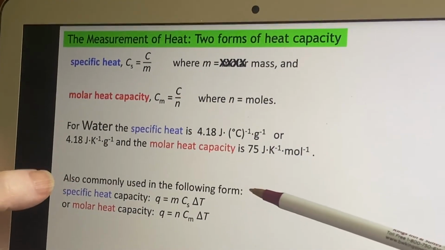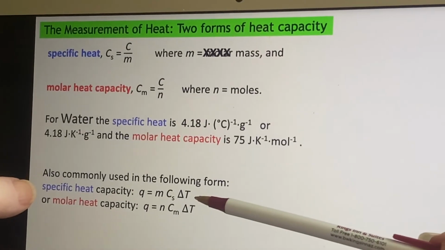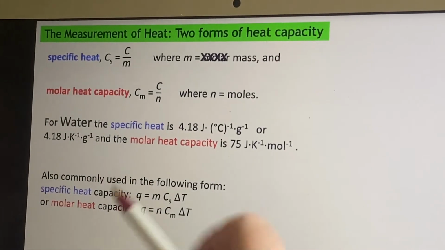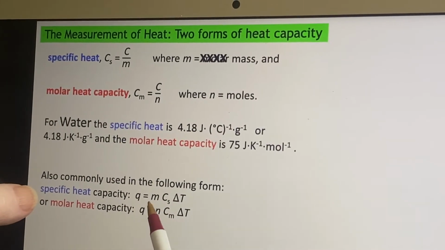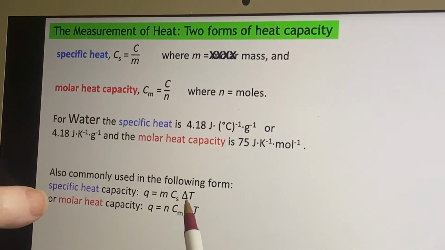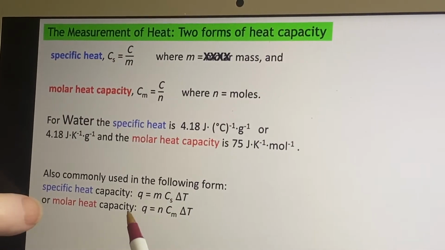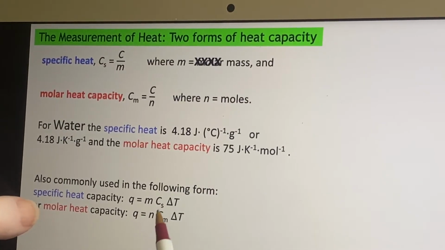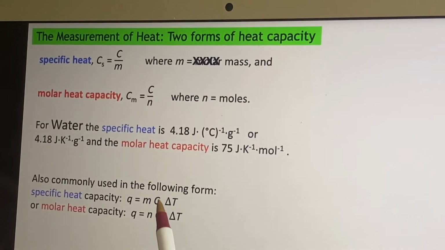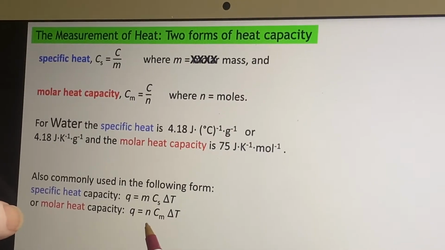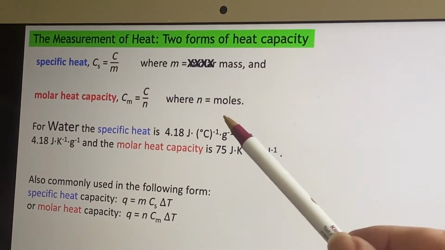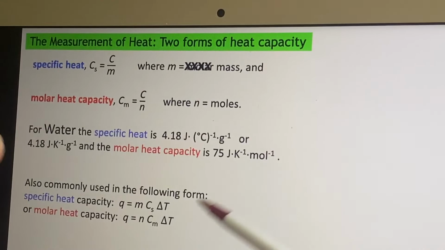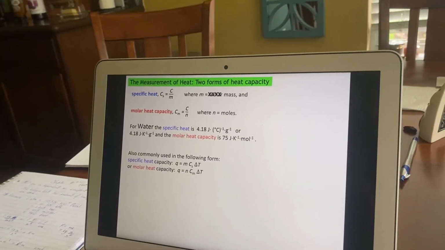And they get used in the following equations. If you're doing a specific heat, you're going to use mc delta T. If you're using a certain number of moles, you'll use moles C delta T. And of course, they are slightly different because one of them is per gram and the other's per mole. So that's what's up with that.